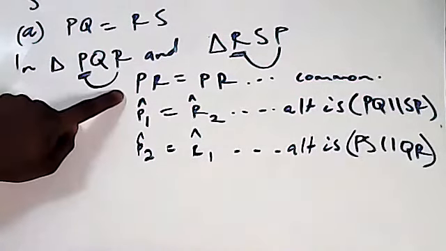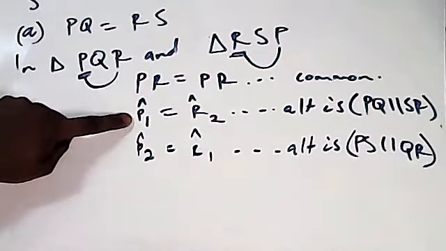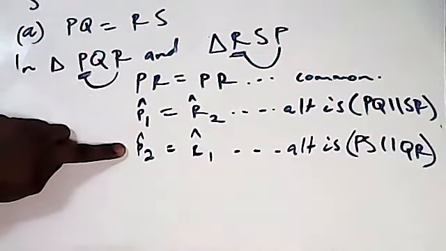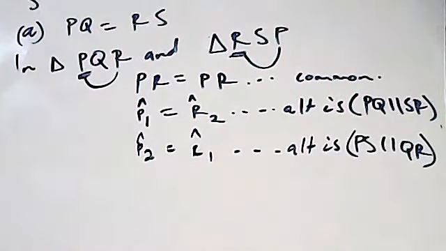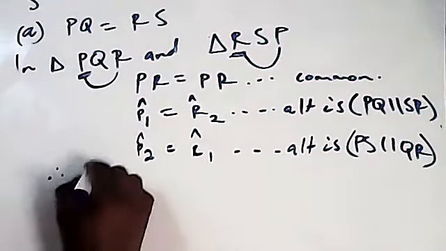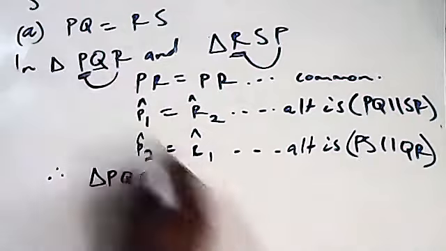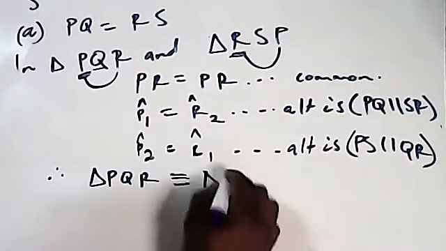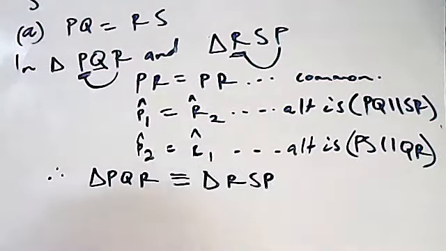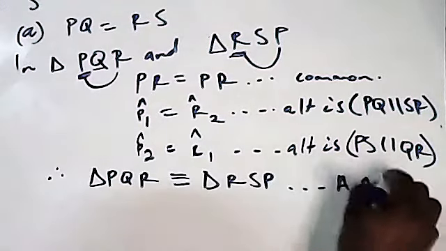So already we have three reasons, right? It's the one that talks about the side, this talks about an angle, and this talks about an angle. And in one of the congruency reasons, we have that reason of angle, side, right? So then we can conclude to say that triangle PQR, right? This triangle is congruent to triangle RSP. What is our reason? Our reason is angle, side.